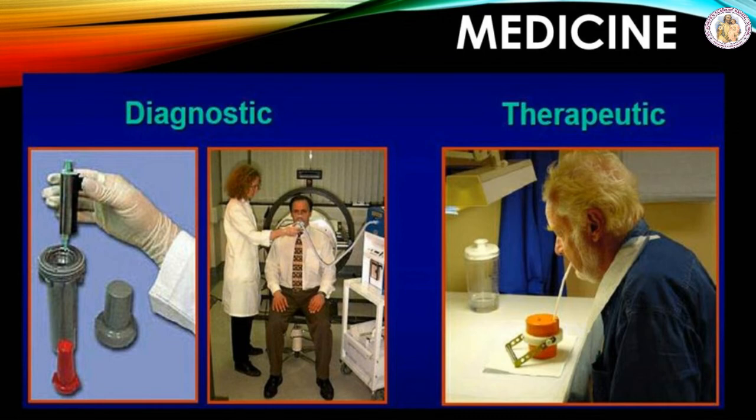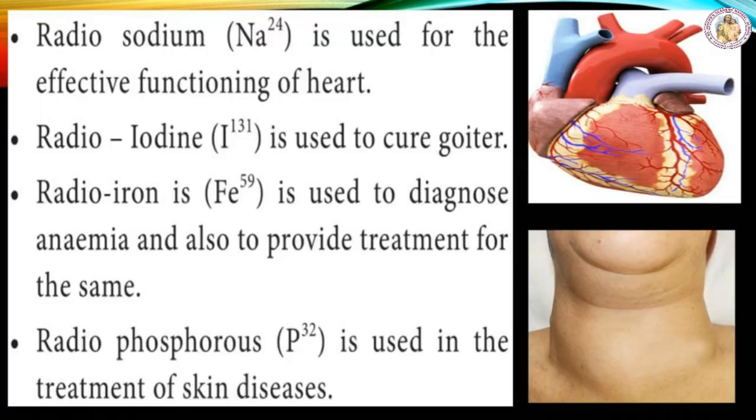Medical applications of radioisotopes can be divided into two parts: diagnosis and therapy. Radioisotopes are used as tracers to diagnose the nature of circulatory disorders of blood, defects of bone metabolism, to locate tumors, etc. Some of the radioisotopes which are used as tracers are hydrogen, carbon, nitrogen, sulfur. Radiosodium Na-24 is used for the effective functioning of the heart. Radioiodine I-131 is used to cure goiter.